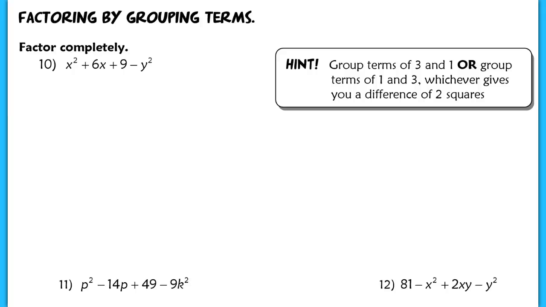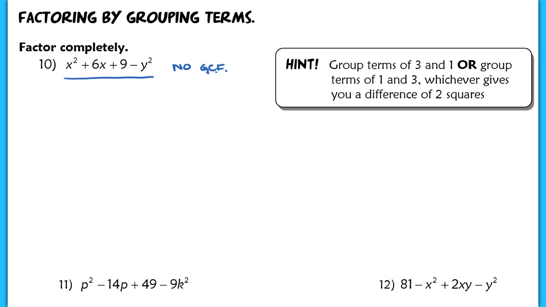Now we're going to switch our focus a bit here on the back side of our notes, because now we're going to be factoring by grouping terms. So I just want to go through some strategies with you when you see something that has 4 terms and there's no GCF. So there's a few things that you can do to try to approach this problem.